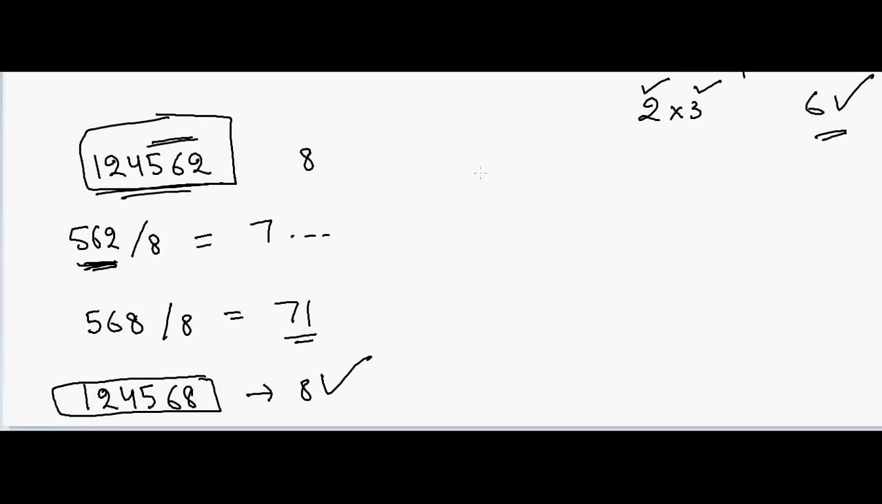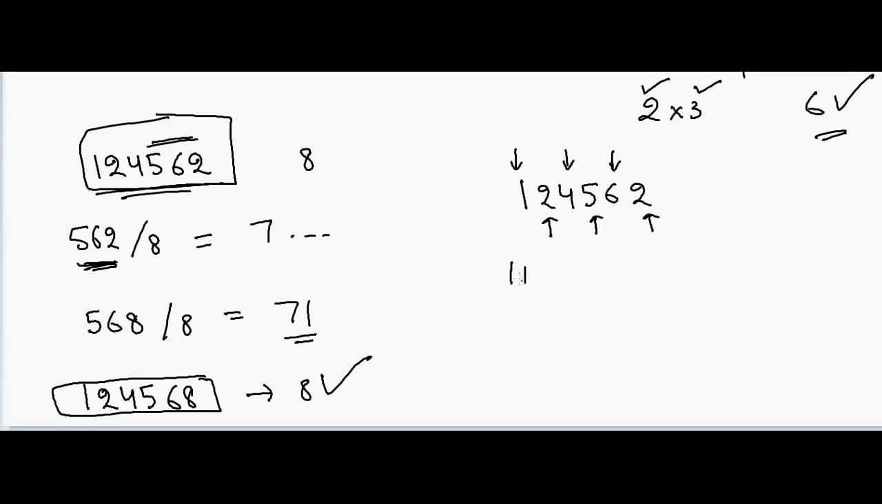Now let's talk about the divisibility by 11. So if I have 124562, and I want to find out whether this number is divisible by 11, what I'll do is I'll take the alternate digits. So 1, this number, and this number. So I'll take this and this, and then I'll take this number and this number, and I add them together.